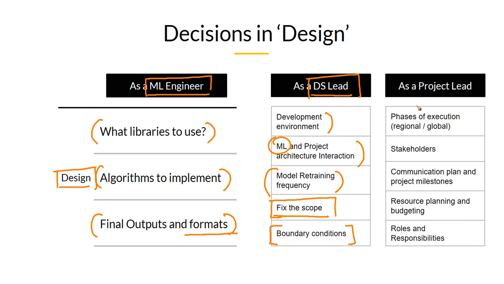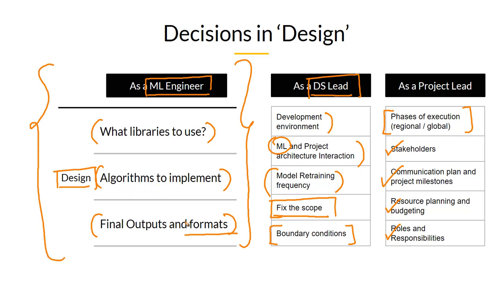Now, as a project lead, you want to think about what are all the different phases of execution. These things are totally optional, but it's good to know. You also need to think about the stakeholders involved, communication plan, resource planning and budgeting, and the roles and responsibilities of various team members that you're going to be working with. These are all additional project management related stuff. But the core piece of the design phase is the part where you decide on what are all the different libraries, algorithms, and the final outputs and the format of the outputs.